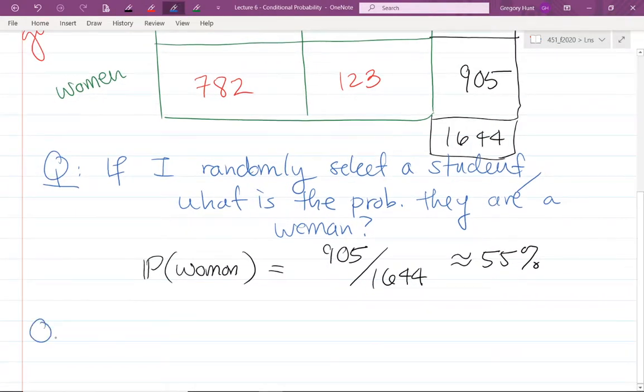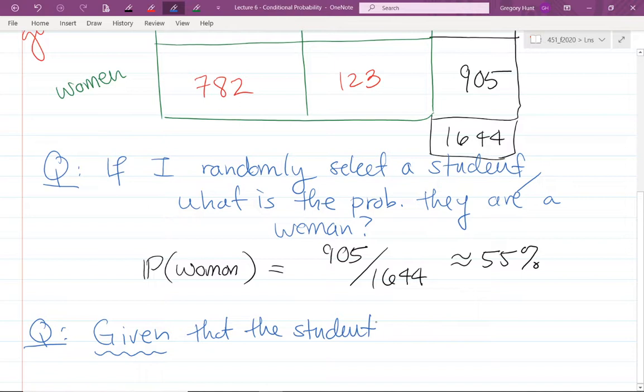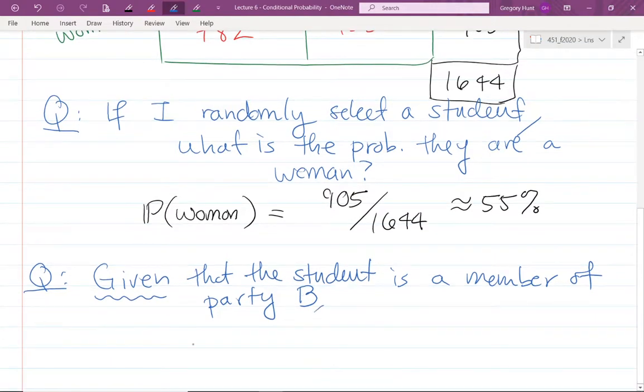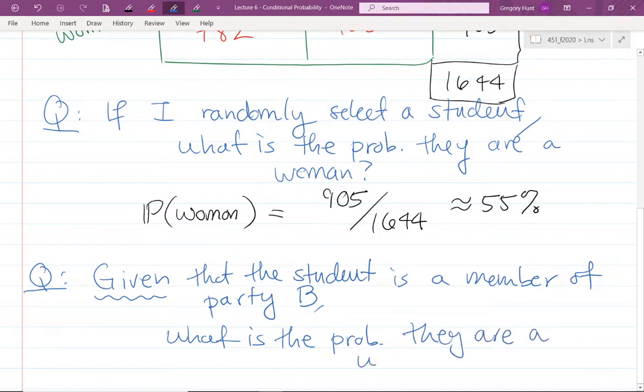I could slightly alter this question. Now we really are getting into the meat of the lecture. What if I am given some information? So given that the student is a member of political party B, what is the probability they are a woman?